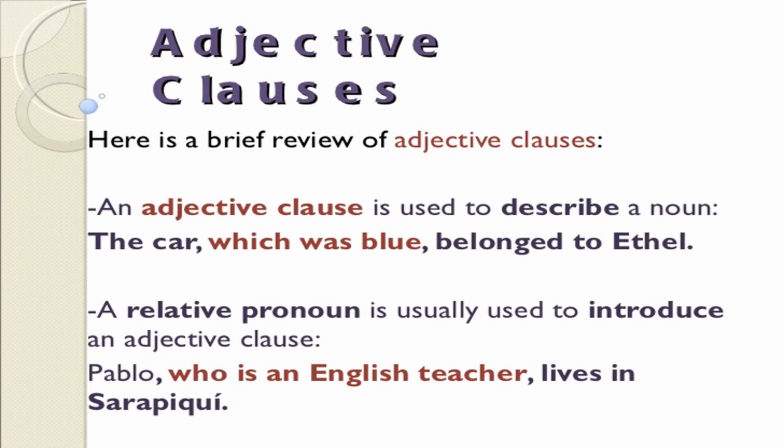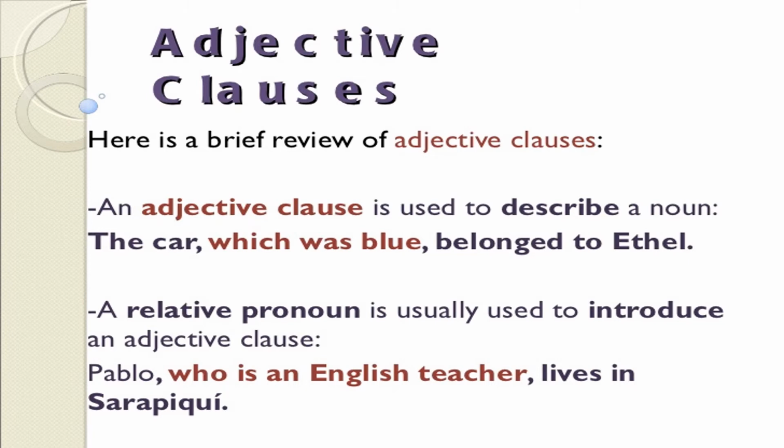Coming to adjective clauses, once again, those clauses which serve as an adjective. Here is a brief review. An adjective clause is used to describe a noun. The car which was blue belonged to Ethel. A relative pronoun is usually used to introduce an adjective clause. Pablo, who is an English teacher, lives in Sarapique.